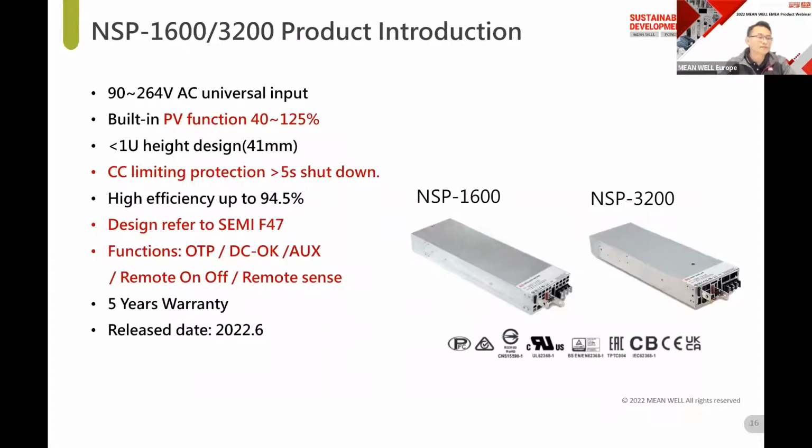The first one is the NSP series. As I mentioned, NSP is the economic version of the RSP series. The control function has PV, but it doesn't have the PC function, parallel function, or digital communication. Other features are the same as RSP, including remote on-off and remote sense. The dimension is exactly the same as RSP.